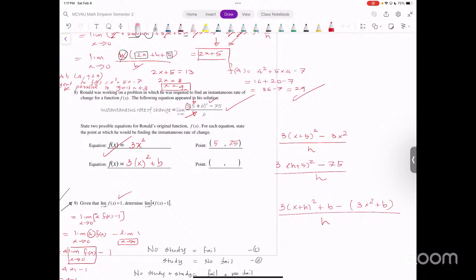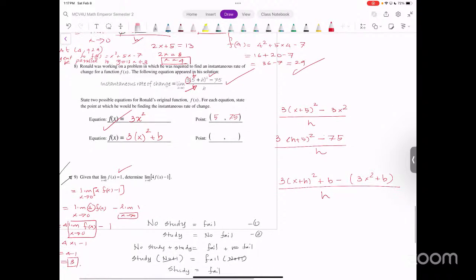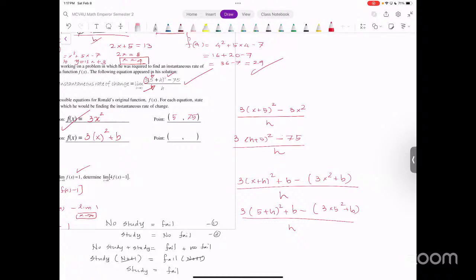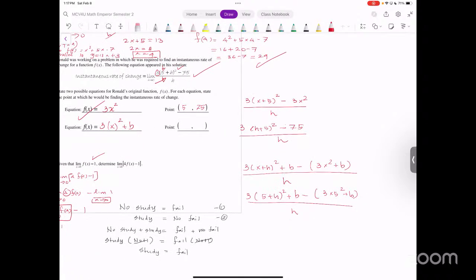Now the question for us is, we know the x is at 5, isn't it? So this is going to become 3 times 5 plus h whole thing squared plus b minus 3 times 5 squared plus b, divided by h. Now, let's look at this. What is the possibility for us to get this one? So if I'm going to do this function, it looks like the b and b are going to cancel out, right? Are you following that? The b and b will cancel out.